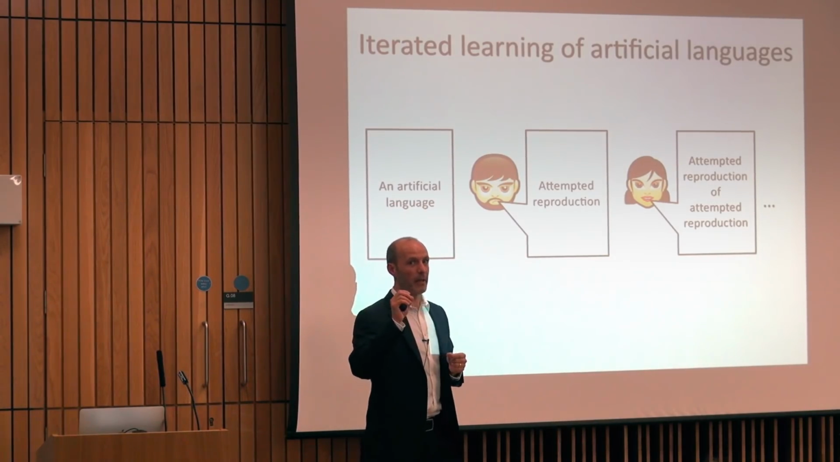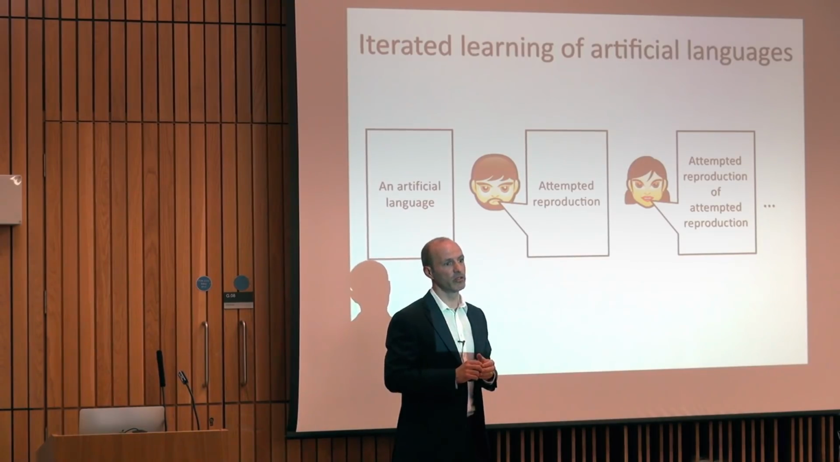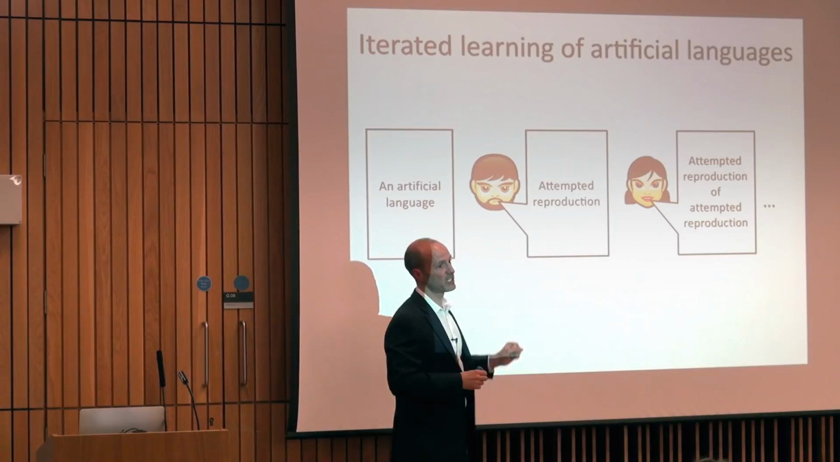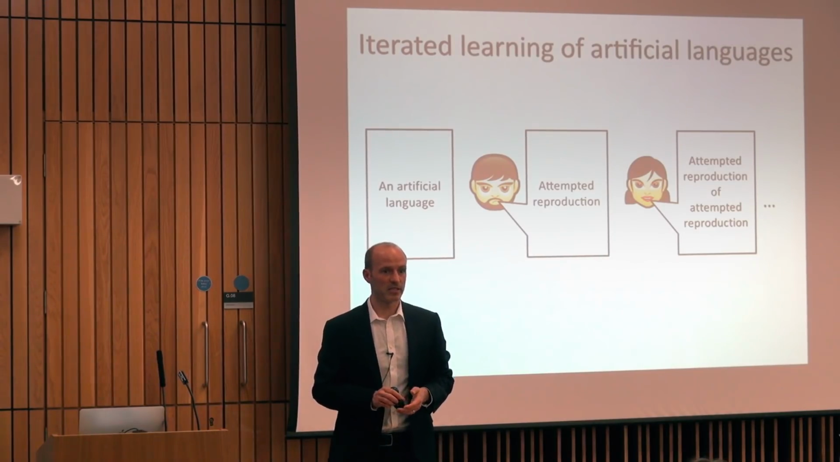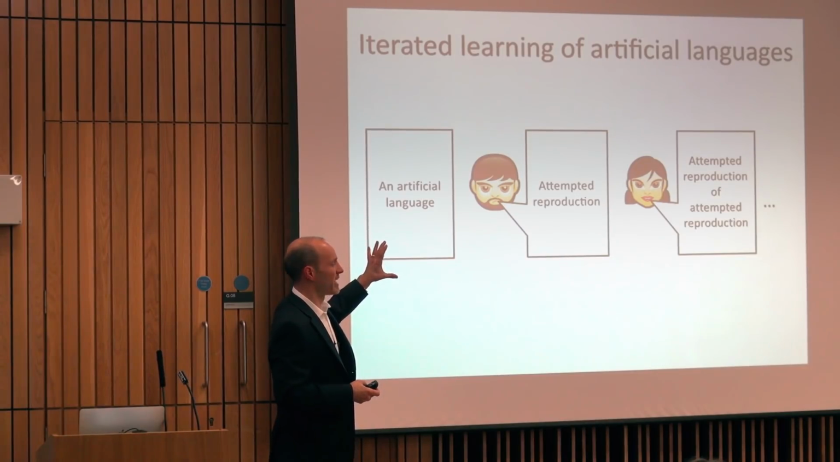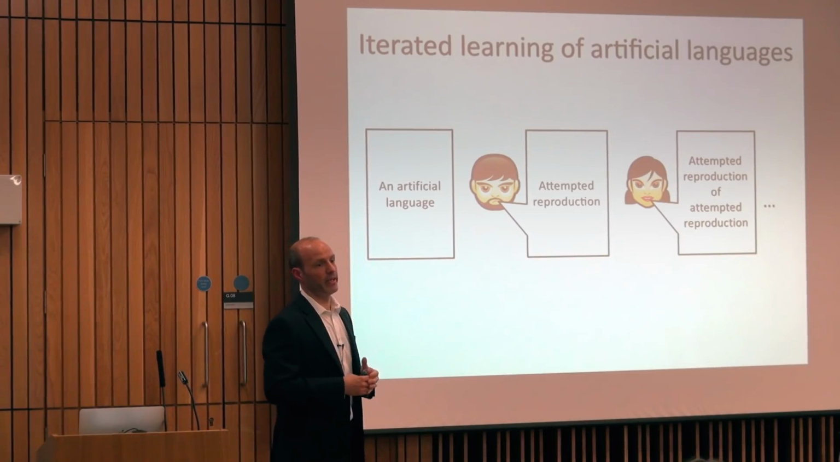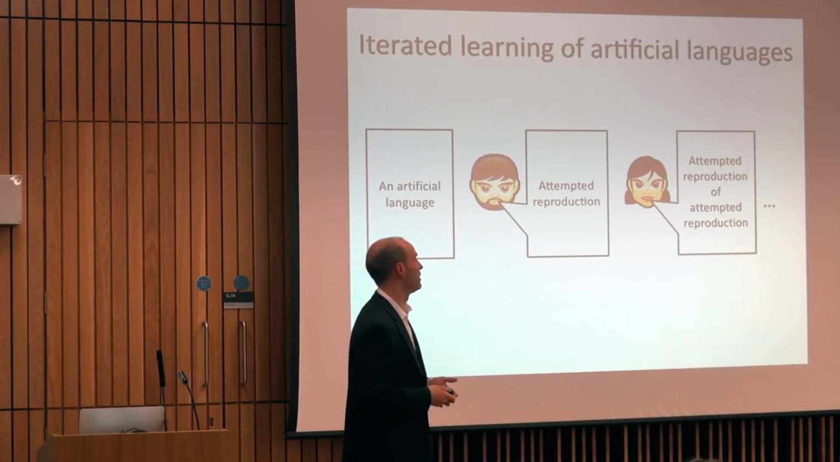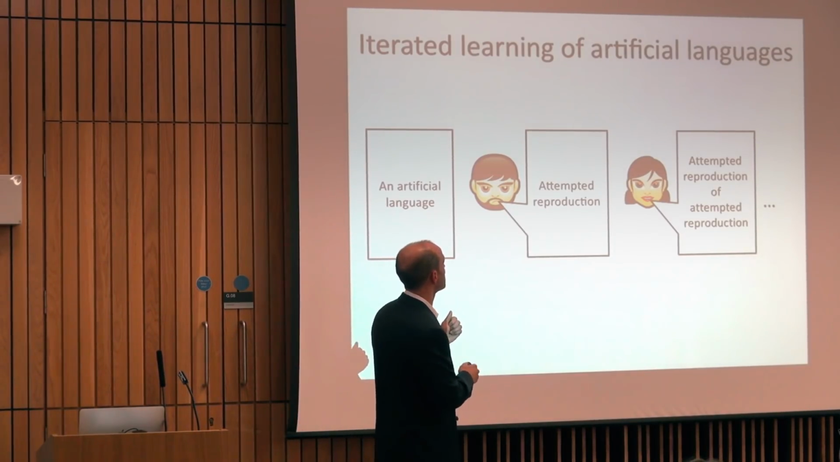So you pass a piece of information from individual to individual, and you see how it changes as a result. In our case, we're not passing single sentences, but entire miniature linguistic systems from person to person. And the idea is that this gives us a kind of manageable lab analog of the way that in the wild, real languages are passed from person to person by learning and use. Okay, so this is iterated learning.